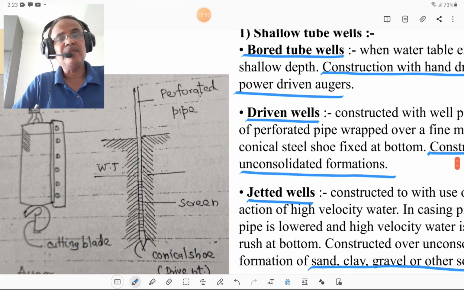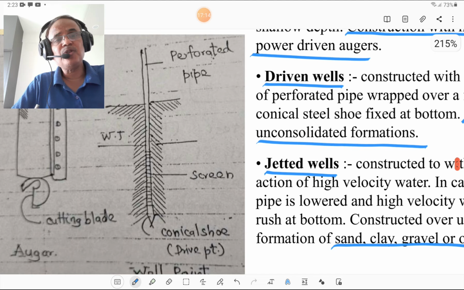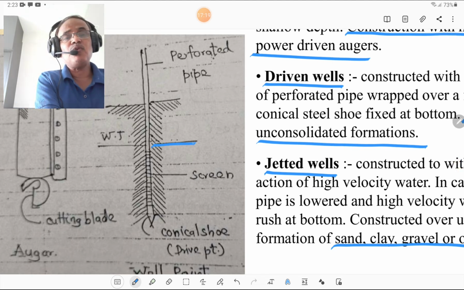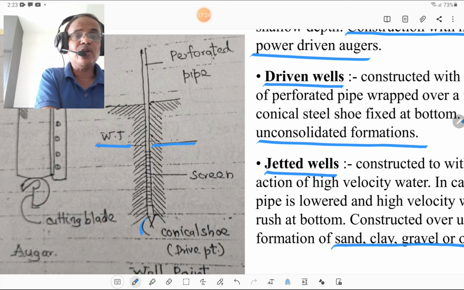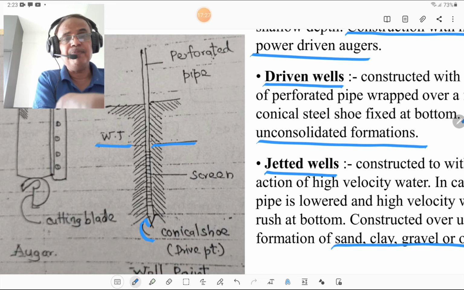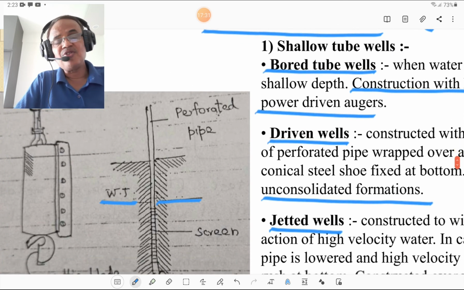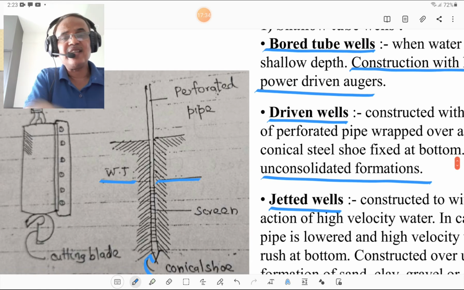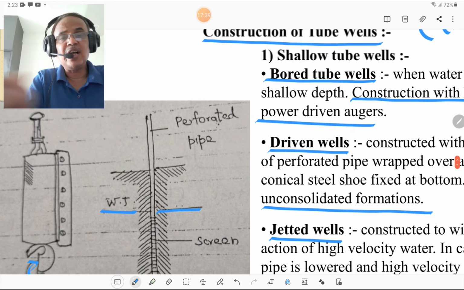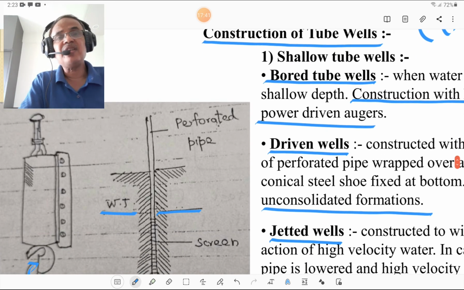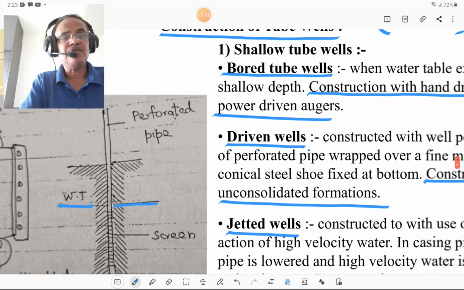Please look at this figure. This figure shows the perforated pipe which is driven into the ground, and here the water table is shown as WT, and this is the conical shoe provided for that perforated pipe. Okay. And second is the auger which is used for construction of bores also. The auger has a cutting edge here, and this auger is lowered down into the ground to reach a certain depth or to carry out the excavations. Okay.